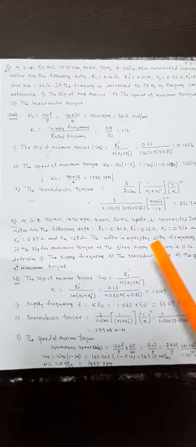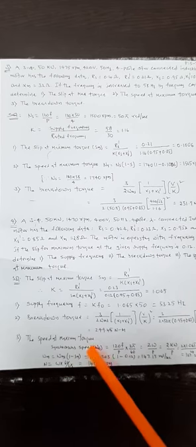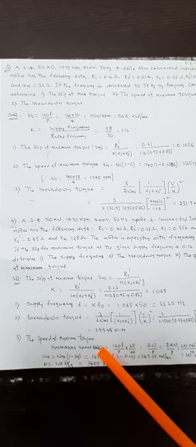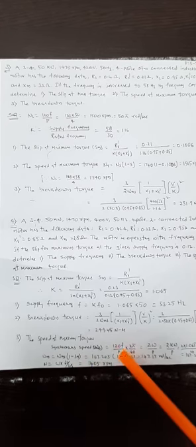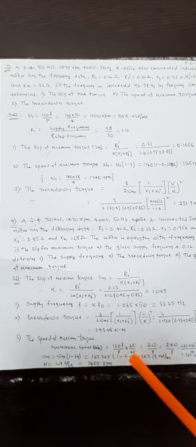Delta, you can proceed as it is. So the speed at maximum torque: you have to calculate the speed at maximum torque. The synchronous speed omega_ms is equal to 120f/p. You have to convert it into radians per second.